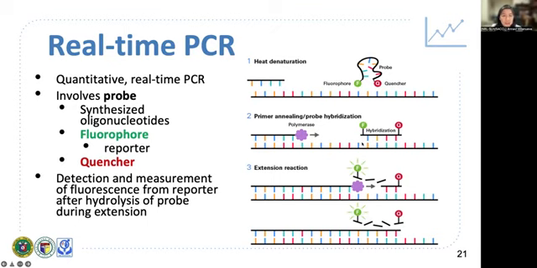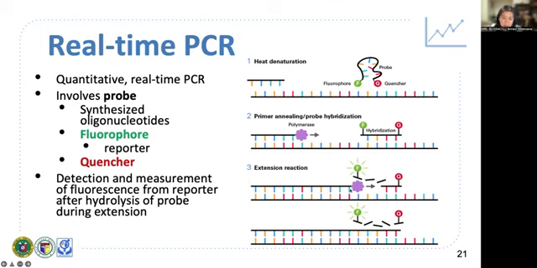But the thing is, your probe comes with a fluorophore, or your reporter molecule, and a quencher. So habang magkadikit sila, there is no fluorescence emitted at this time. Habang magkadikit pa sila. Ayan. But it's during your extension reaction.